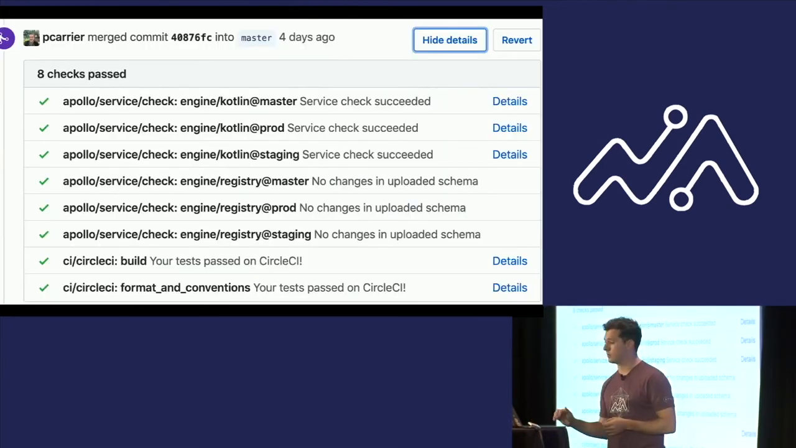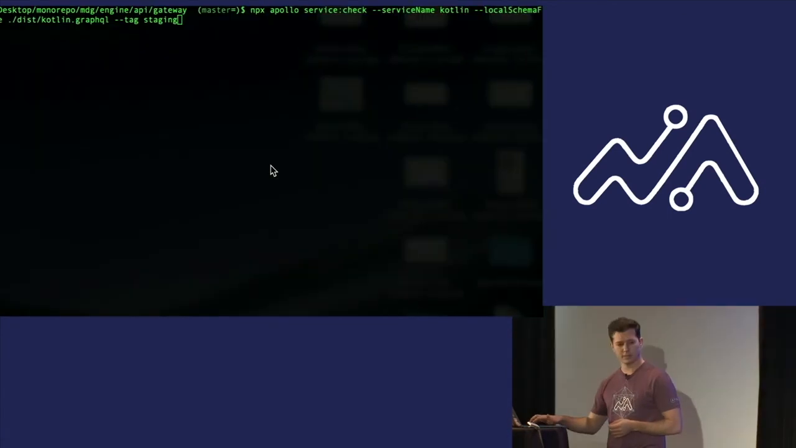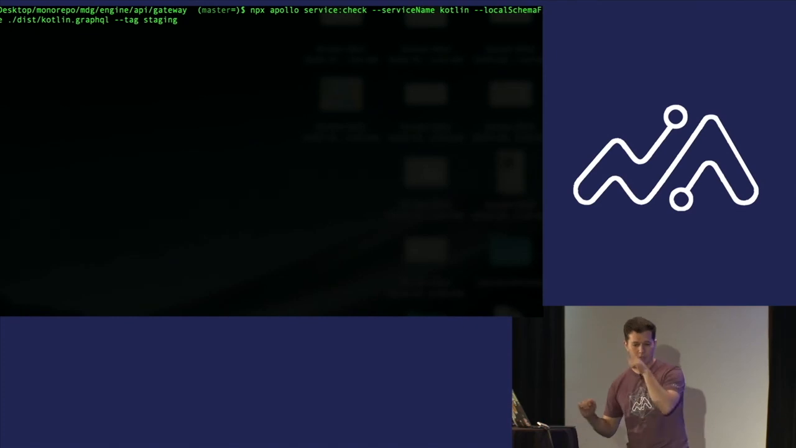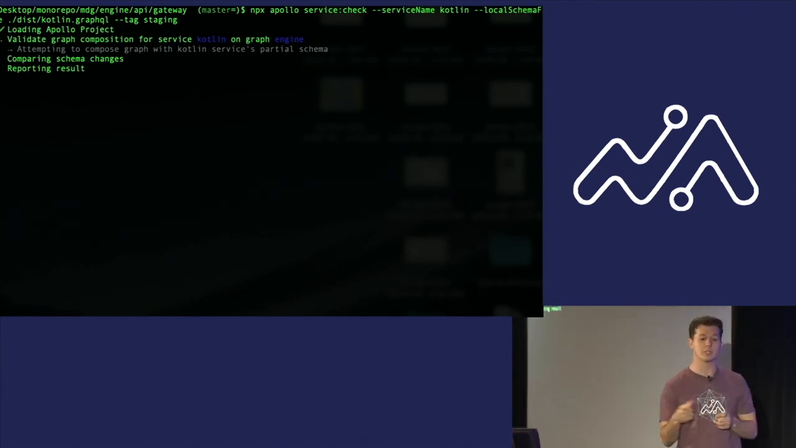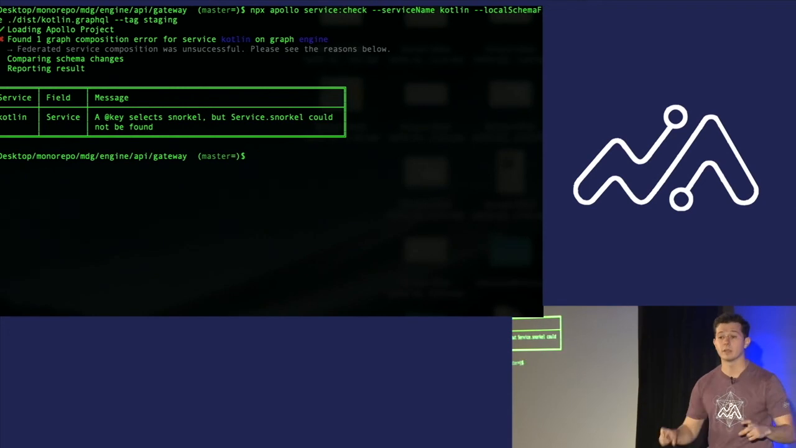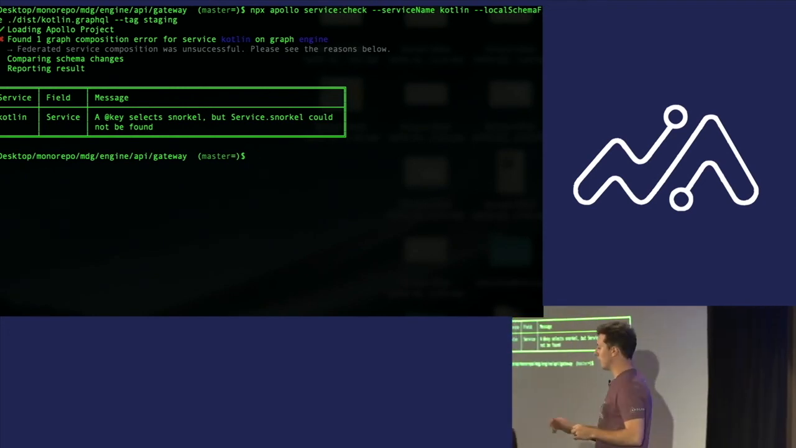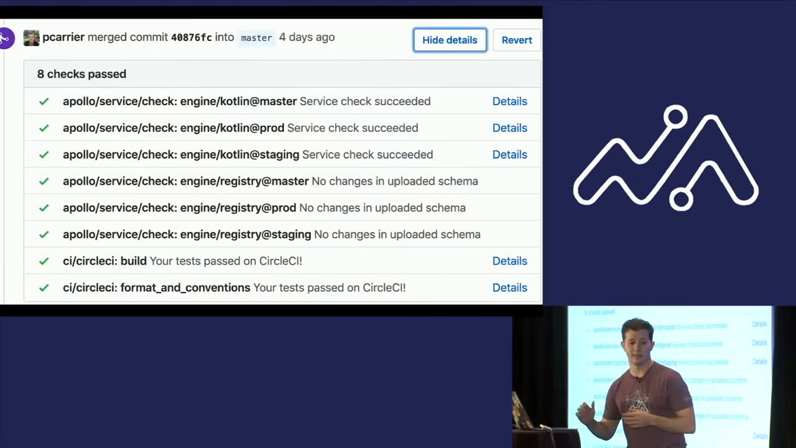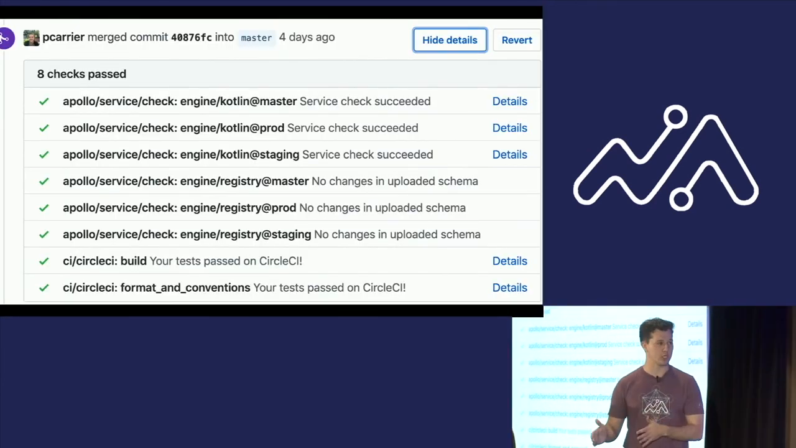But in the other case, oh, I missed my slide. I don't know how to get this to play. Oh, there we go. But in the other case where composition fails, you'll end up seeing what those errors are, and it'll fail service validation as well. So having that level of validation on all of our PRs has made sure that we don't ship breaking changes onto master. Now, they won't get to the gateway anyway, but having them in our code base is bad enough.